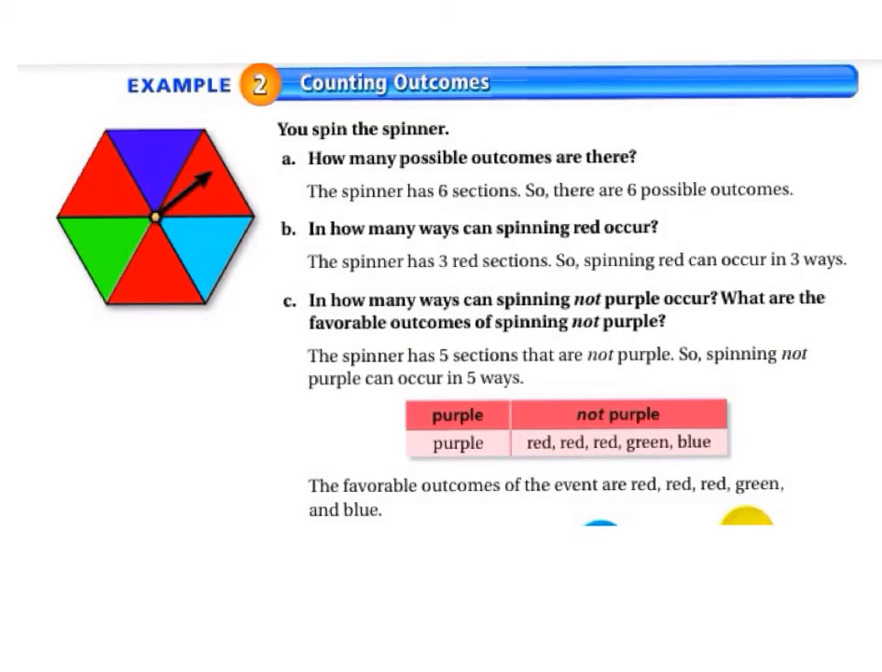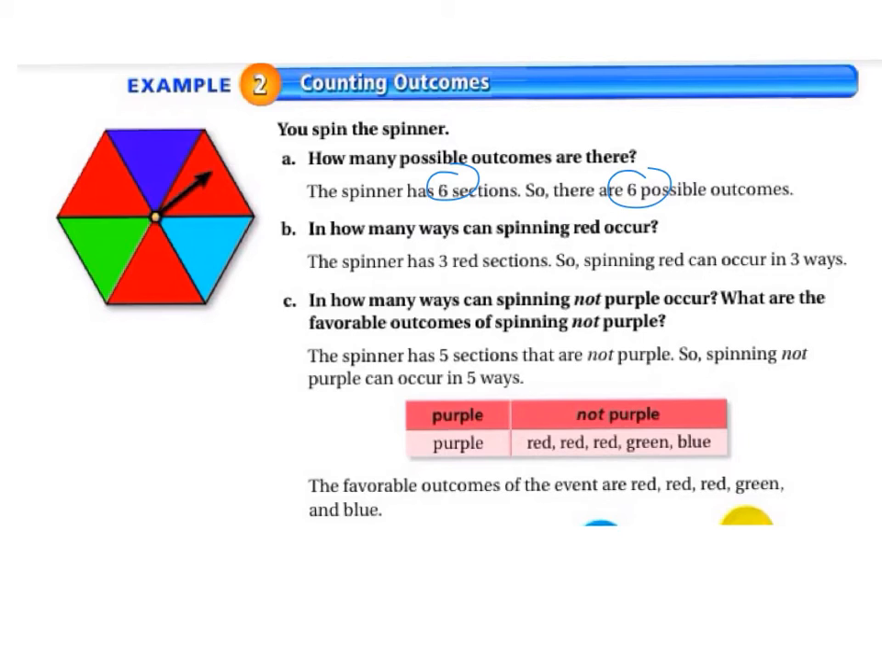Moving on to example 2, counting outcomes. You spin the spinner that's at the left. How many possible outcomes are there? The spinner has 6 sections, so there are 6 possible outcomes.